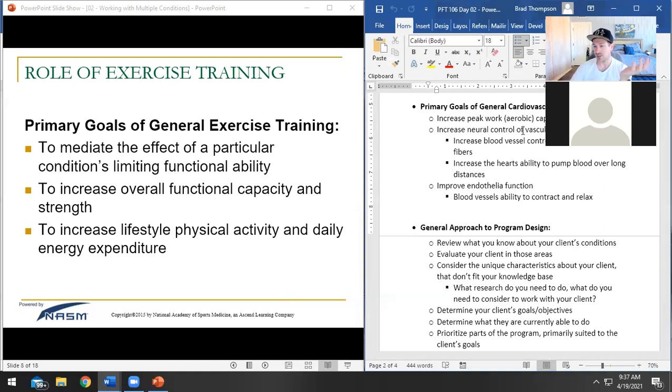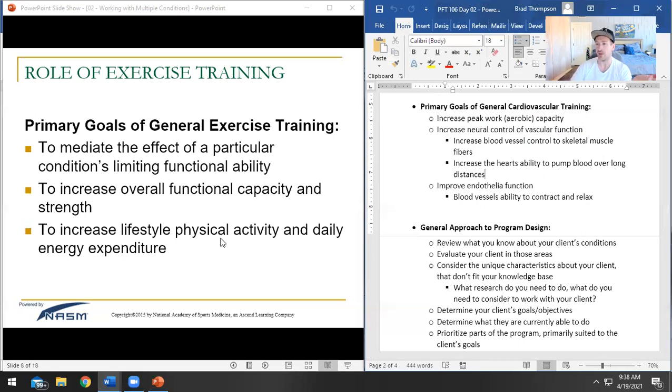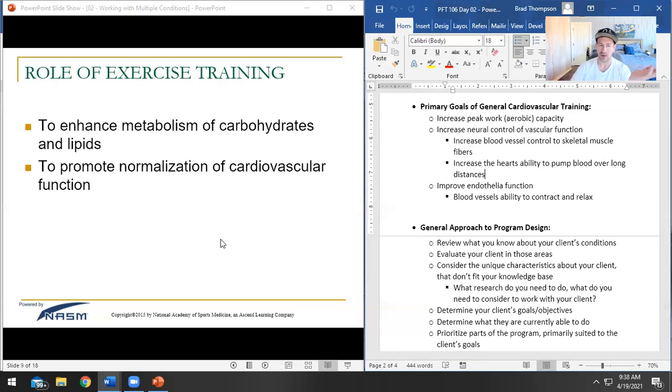And then honestly, one of the biggest ones is, and that's neural control, by the way. That's your brain learning how to control, increased blood vessel control to skeletal muscle fibers. And then cardio is also going to generally increase the heart's ability to pump blood over long distances, which is really great, right? Your heart's going to get better at ejecting blood to wherever it needs to go.